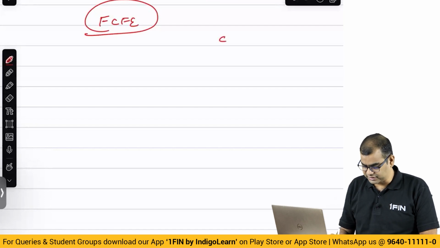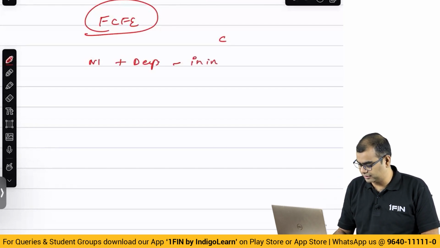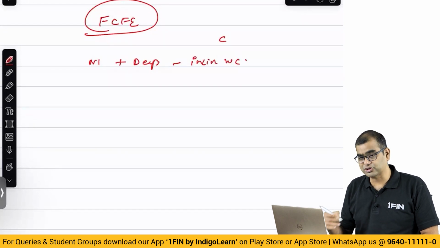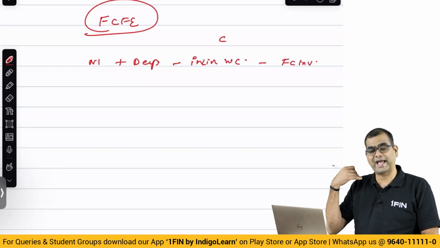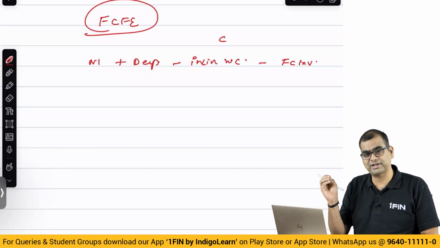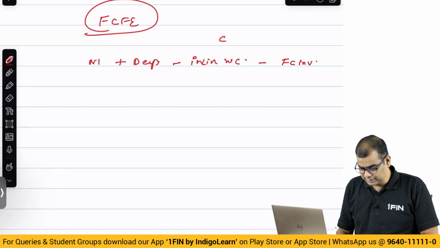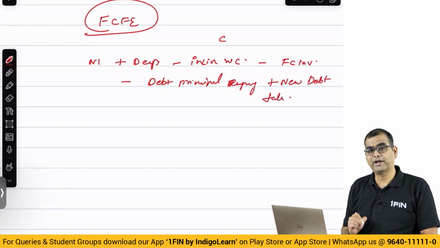What is FCFE? FCFE is net income plus depreciation. So you're basically taking PAT and adding back a non-cash item called depreciation, minus increase in working capital, basically whatever money is going out for working capital, minus fixed capital investment, which is basically any new capex that you incur, adjusted for any sales of fixed assets. If there are sales of fixed assets and money is received, that is subtracted from capex. Then minus debt principal repayments, plus new debt taken. Okay, this is the formula.